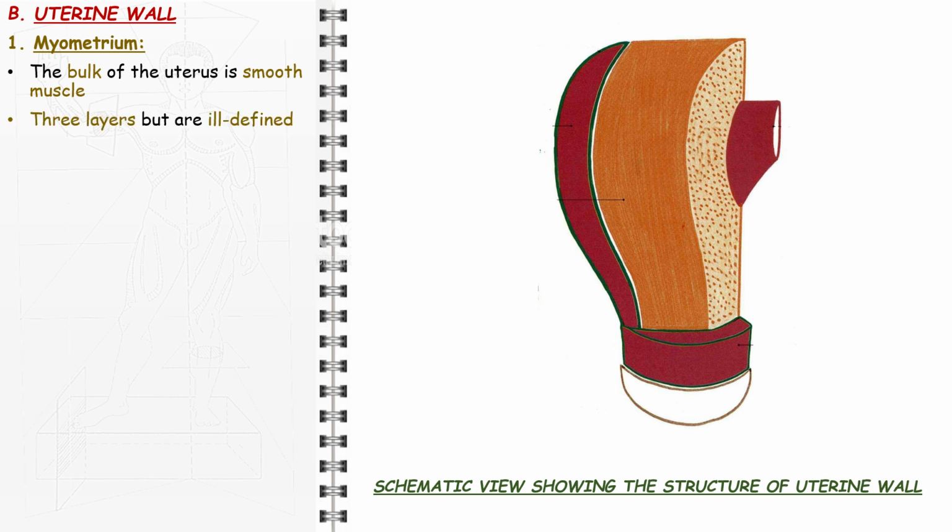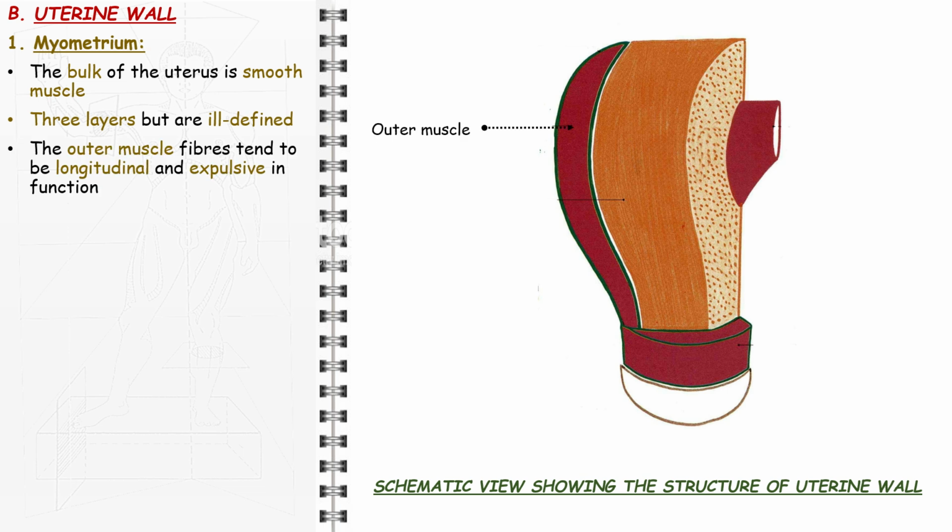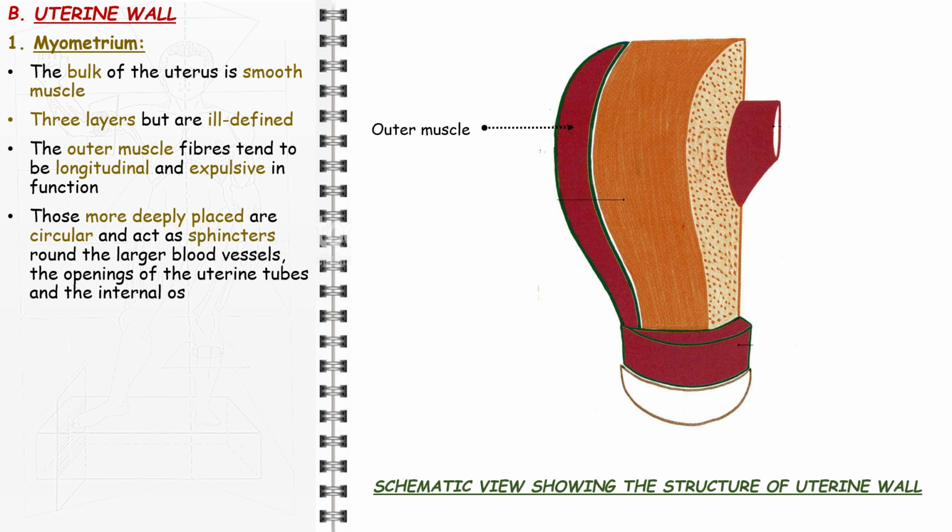The outer muscle fibers tend to be longitudinal and expulsive in function. Those more deeply placed are circular and act as sphincters round the larger blood vessels, the openings of the uterine tubes and the internal os. The muscle of the cervix is less developed and is continuous with the vagina.